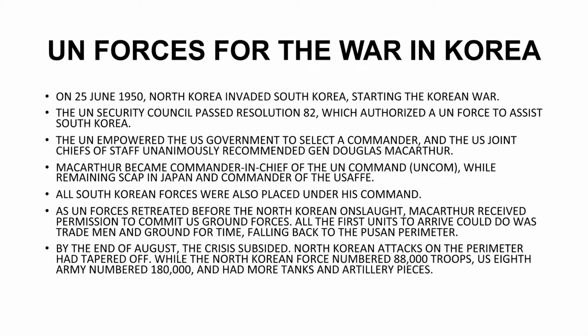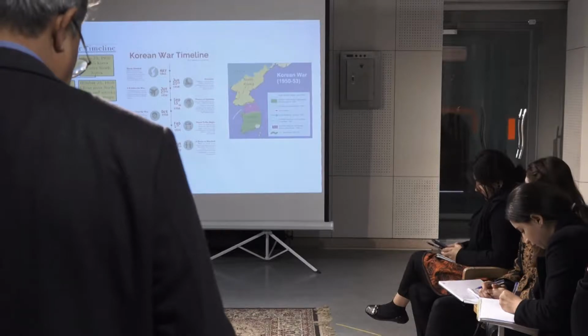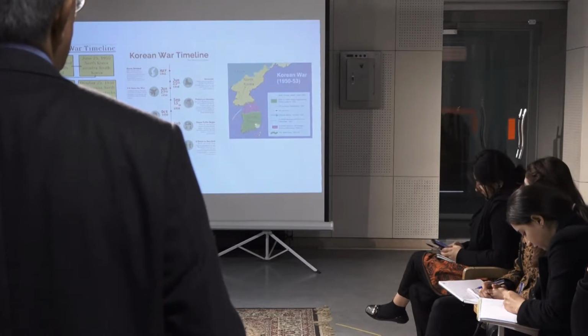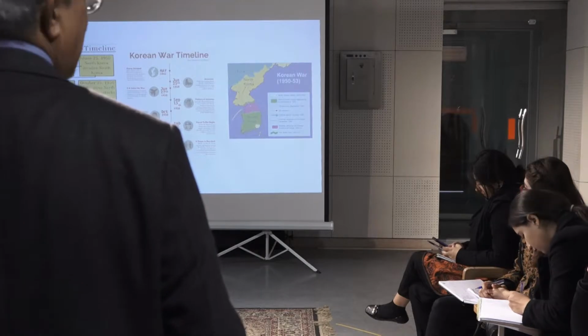All South Korean forces were also placed under his command. As UN forces retreated before the North Korean onslaught, MacArthur received permission to commit US ground forces. The first units to arrive could do was trade men and ground for time, falling back to the Busan perimeter. Can we go back? So here, this is the Busan perimeter. They went back there. By the end of August, the crisis subsided.